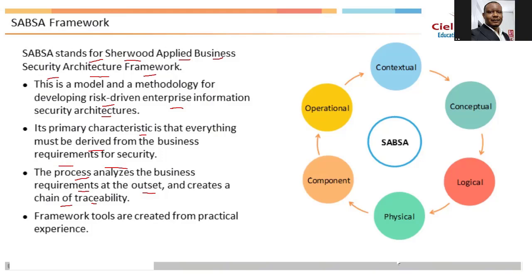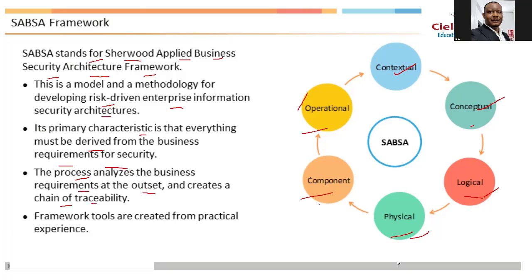So if you take a look at the SABSA framework, you notice that it has 6 layers, which of course include contextual, conceptual, logical, physical, component, and operation. So the contextual layer focuses on the business context.